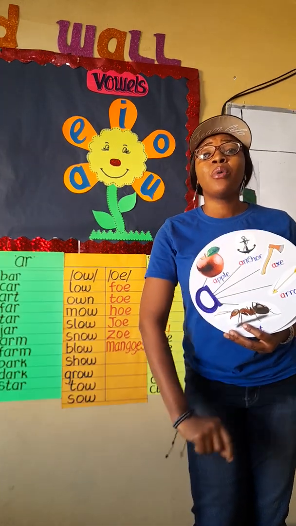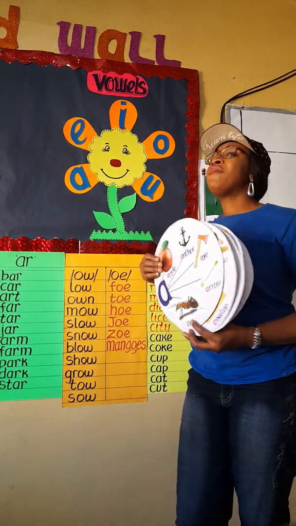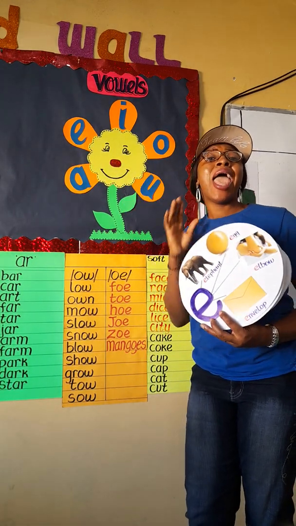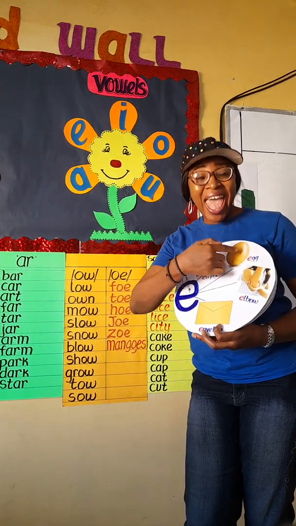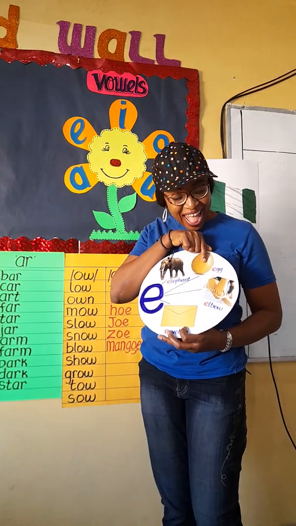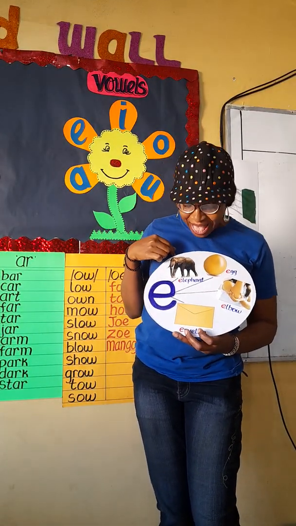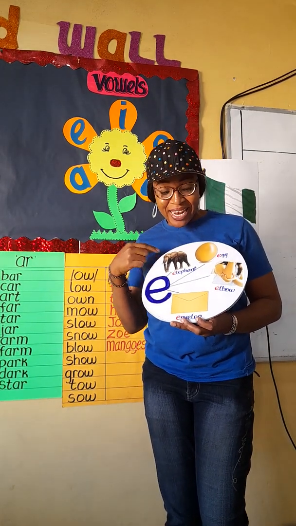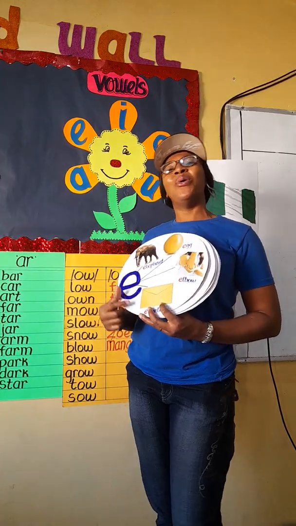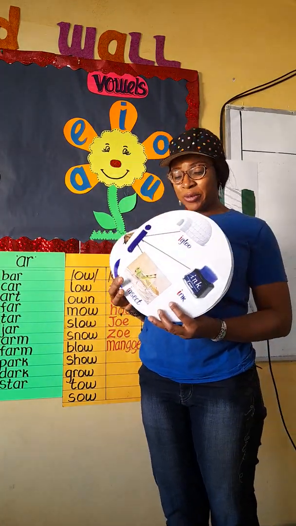The second vowel letter we're going to be looking at is vowel letter E. And vowel letter E sounds E. E as in egg. E as in elbow. E as in elephant. E as in envelope. Good job. We're going to the third vowel letter sound.